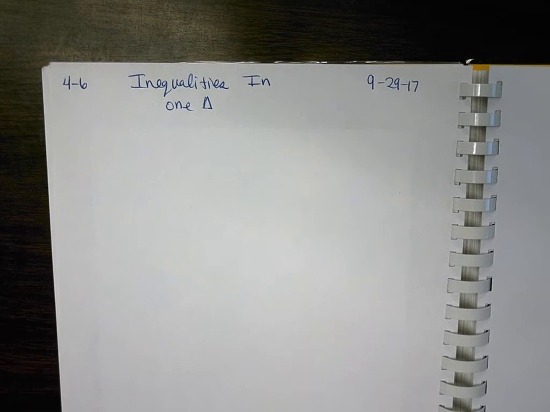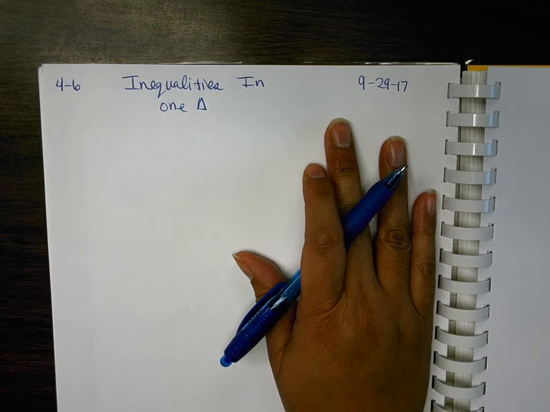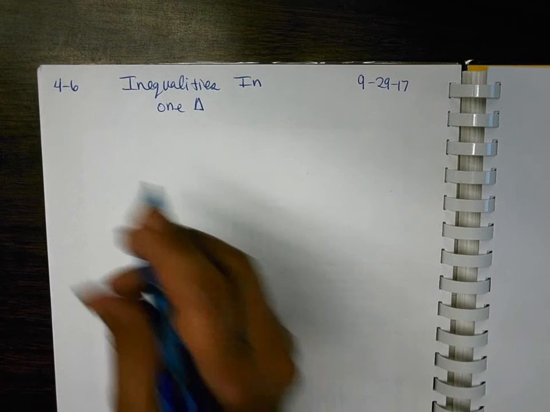All right, 4-6 inequalities in one triangle. Today's date is the 29th. Theorem.